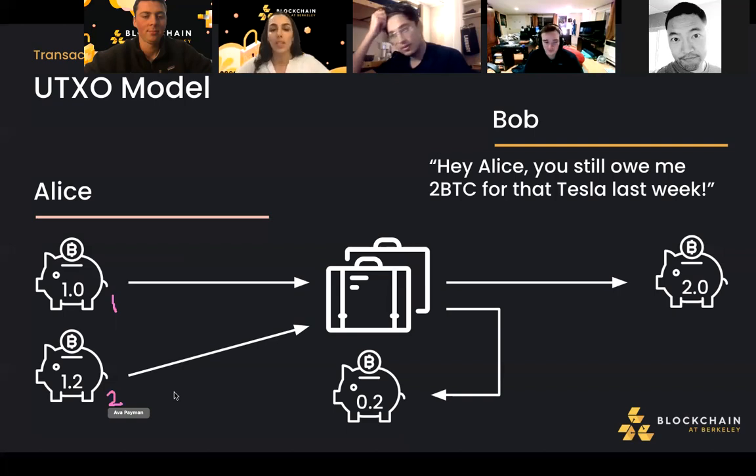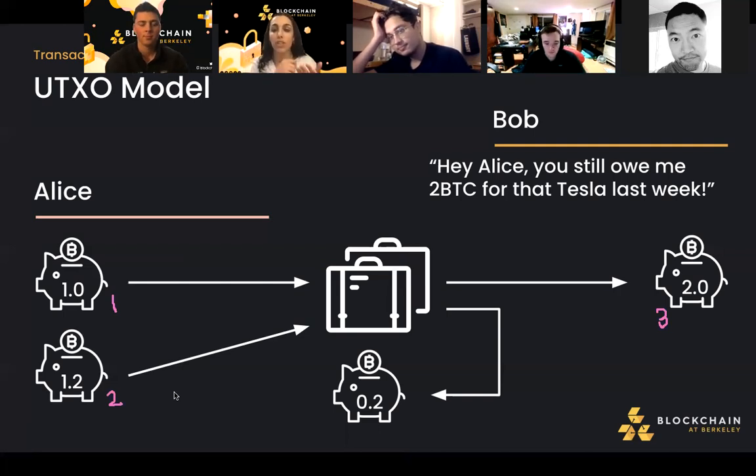So once they go into that transaction, they're destroyed. So those piggy bank 1 and piggy bank 2 are gone now. And so Alice creates a new one, she's kind of writing this down. She's like, okay, I want to send 2 Bitcoin to Bob. And this becomes UTXO 3. And so she creates a new UTXO here. But there's still 0.2 left over that you can see.